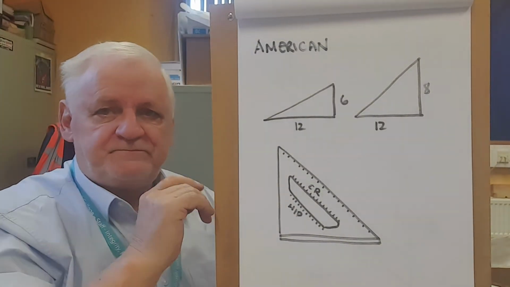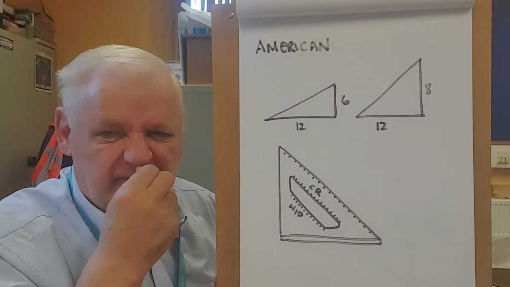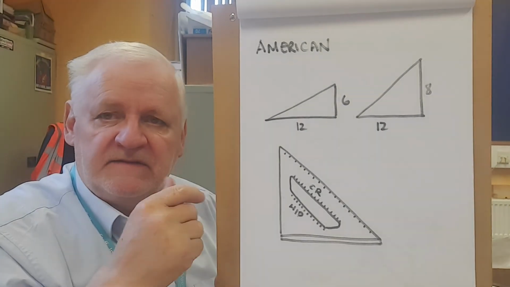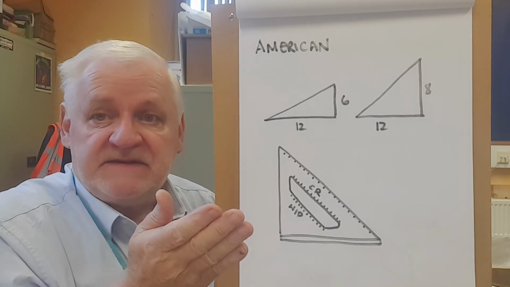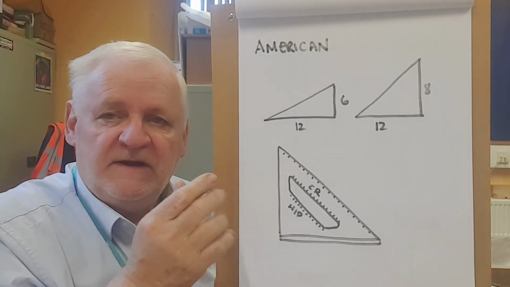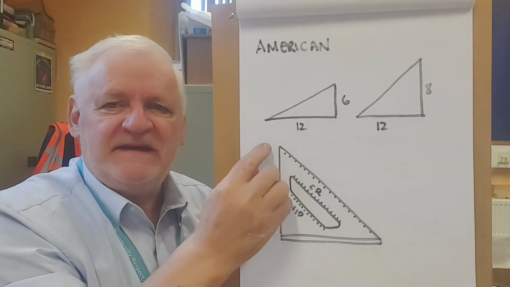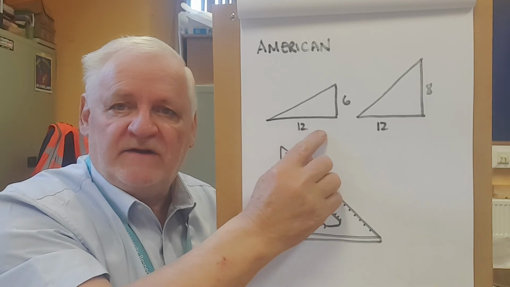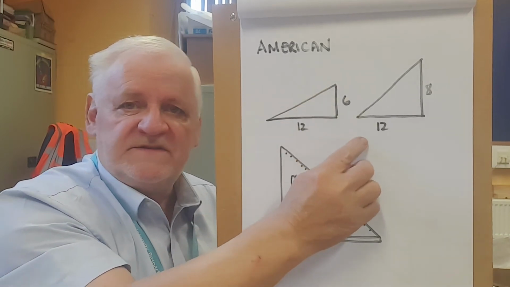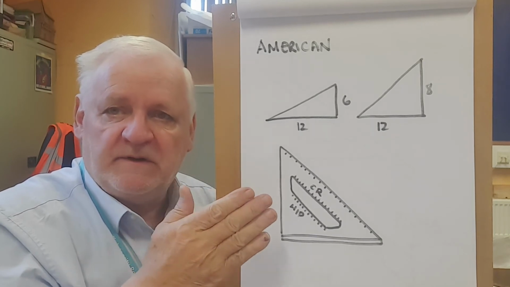Now, I want to talk about the American system. In America, they'll say, oh, it's an 8 roof or a 6 roof or a 4 roof or a 10 roof. What they mean by that isn't that it's just 10 inches high. What they mean is that it's in the ratio of 12 to 6 or 12 to 8 or 12 to 7 or 12 to 5 or 12 to 4.